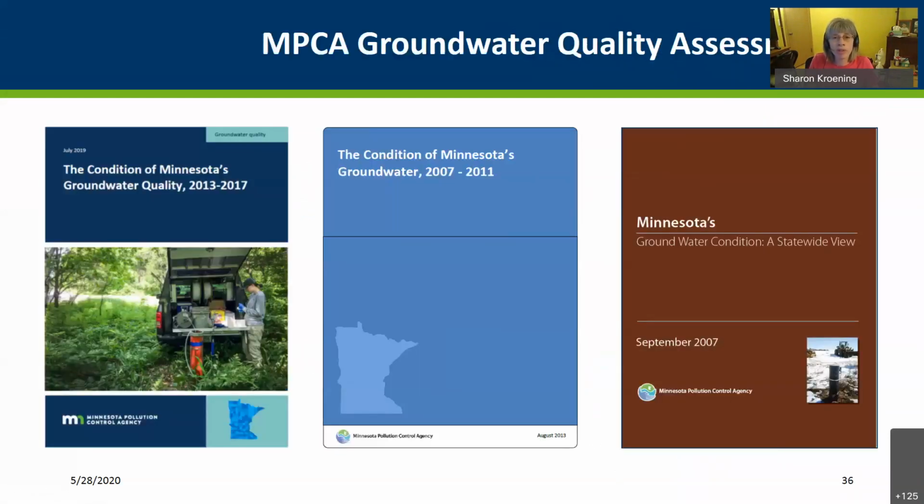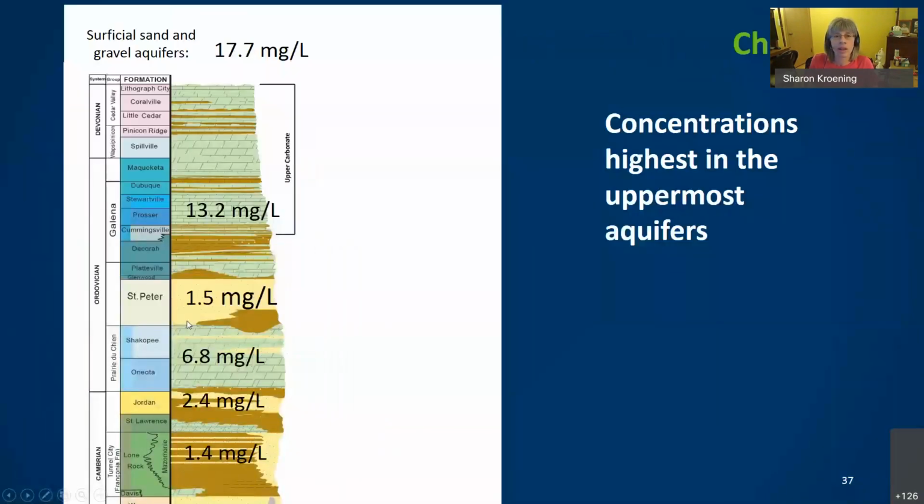And about every 5 years, we put together a report describing the results of our ambient groundwater monitoring network. The last report that we produced was just published last summer, in July of 2019. And first, I want to describe to you some of the chloride results that we've found in our network.